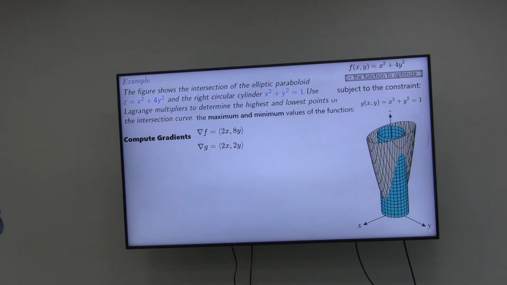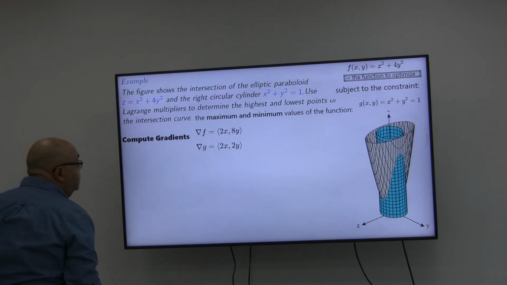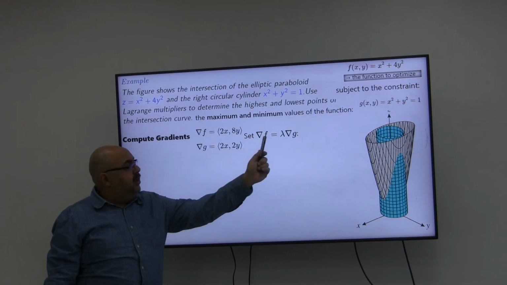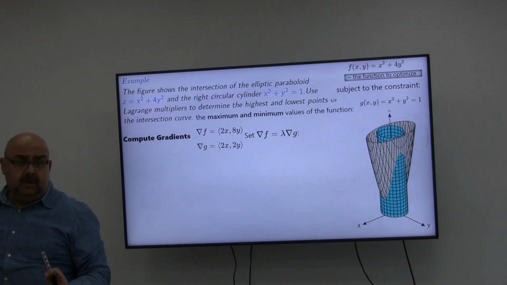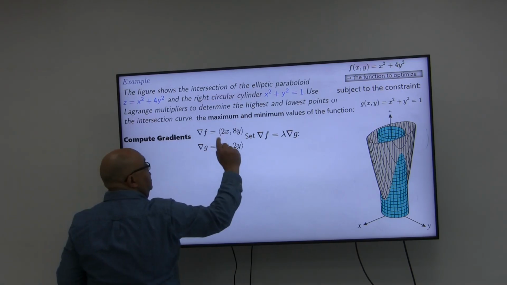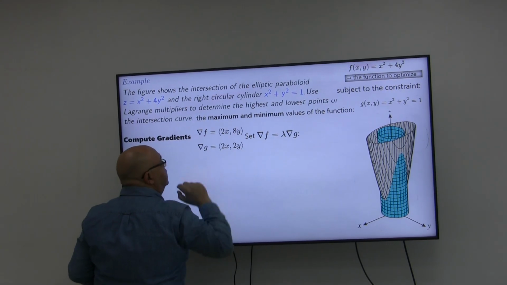Then I will equate them, but don't forget multiplying by the value of lambda, the Lagrange multiplier. So the next step is to set up the condition. The gradient vector of f is equal to lambda times the gradient vector of g, where lambda is just an arbitrary constant. I need to identify the value of this lambda, which is called the Lagrange multiplier. The second step is to substitute in these equations. So the first is going to be 2x equal to lambda times 2x, and 8y is equal to lambda times 2y.